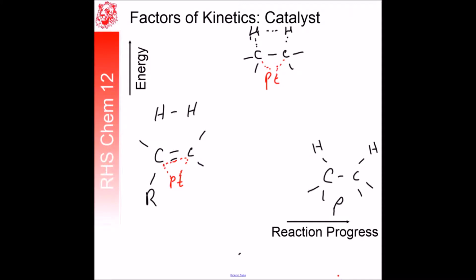And so now collisions that normally would just bounce off, they weren't strong enough to break the double bond, are now strong enough to happen, and so the activation energy is lower. And so you end up with that situation where you have a large activation there, and now you have with the red a different pathway because the platinum has weakened that bond.